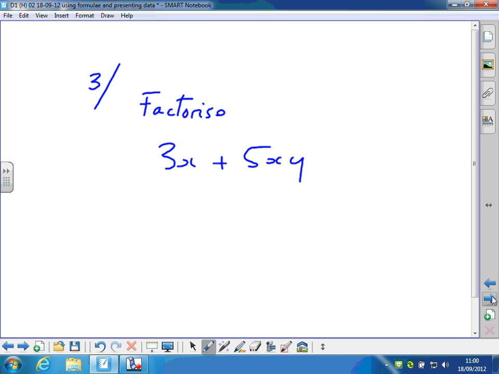Anyone else? Factorize means take outside the bracket what's common to both terms. That's all it means. What's common to both those terms? X. I can take an x outside the bracket, and then I have to ask myself what's left inside it. Well, if I divide 3x, what have I got to times x by to get back to 3x? 3. What have I got to times x by to get back to 5xy? 5y. That's factorized.